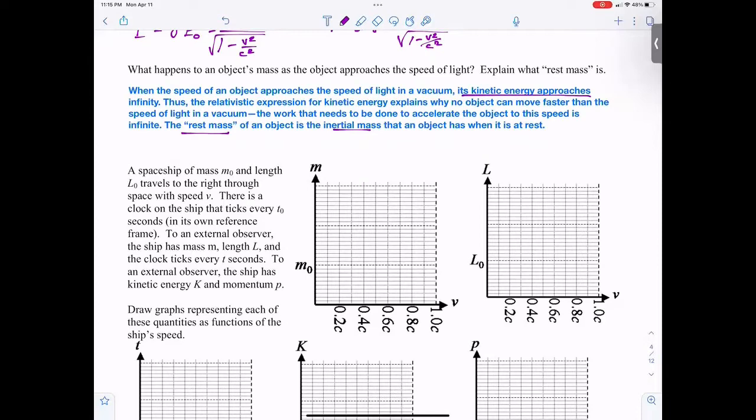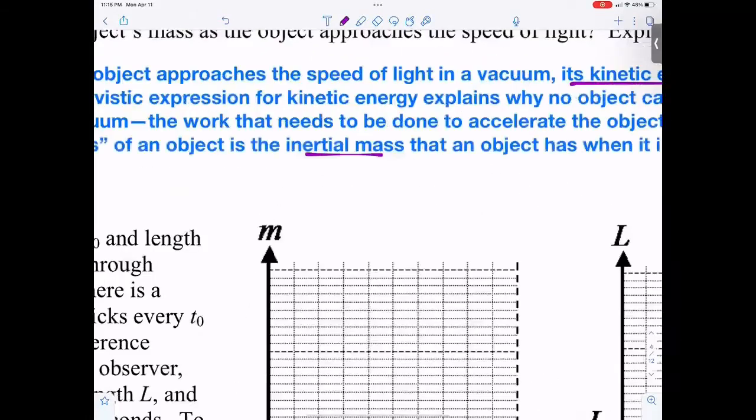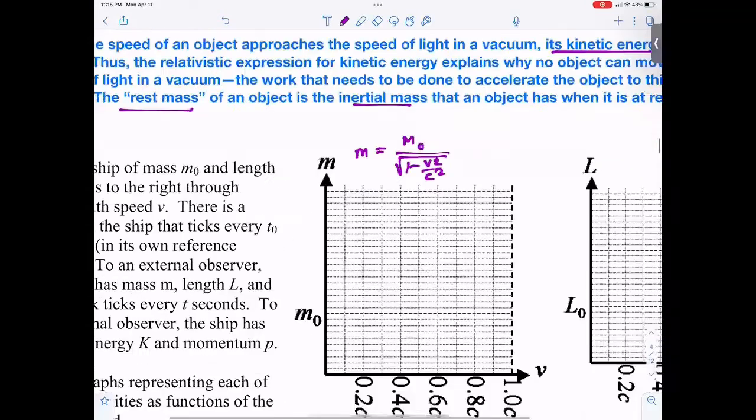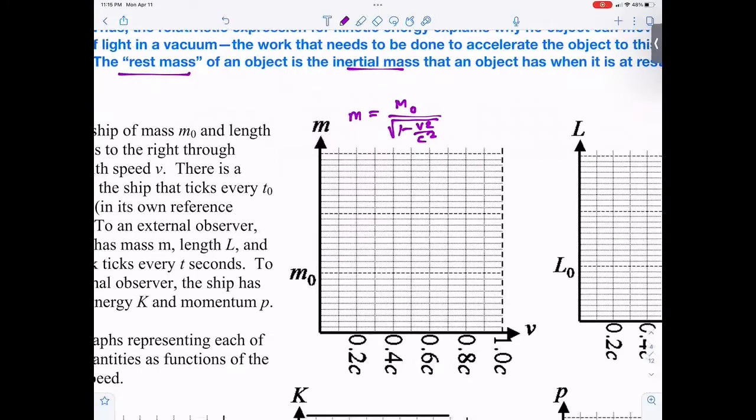So what we can do with this one is sketch it out based upon what each relationship looks like. If we're talking about mass versus v, and we look at the equation for relativistic mass, it's m naught over the square root of 1 minus v squared over c squared. What is this equation really telling you? Once you approach a certain value, which would be c, I want you to think about this.